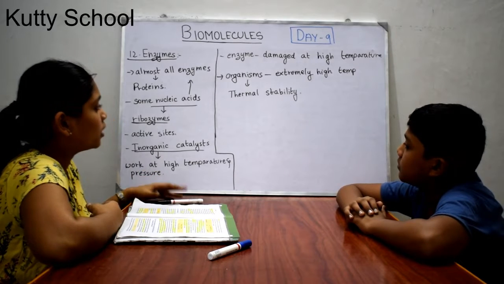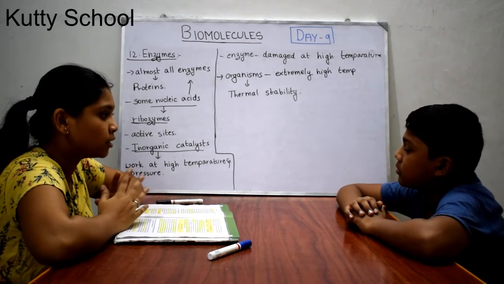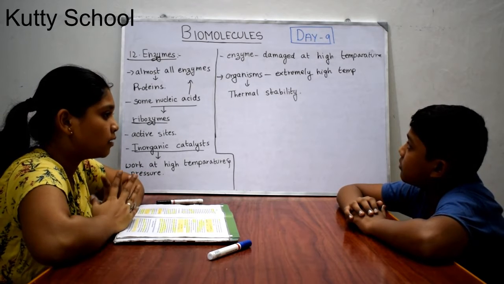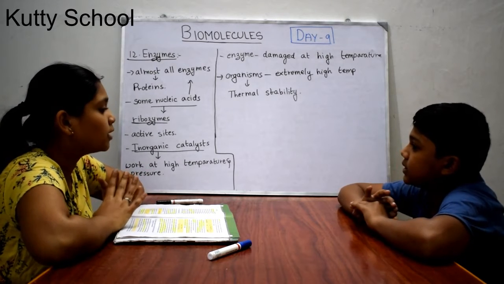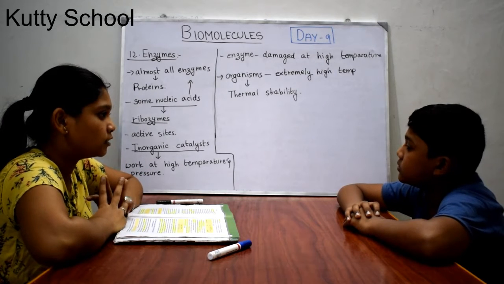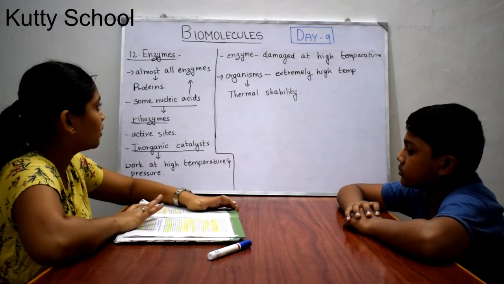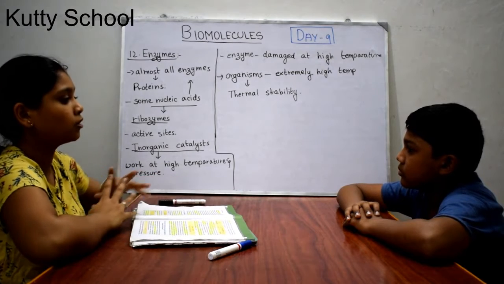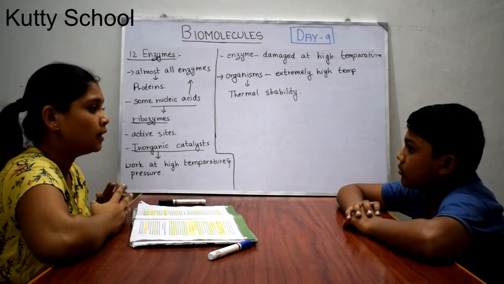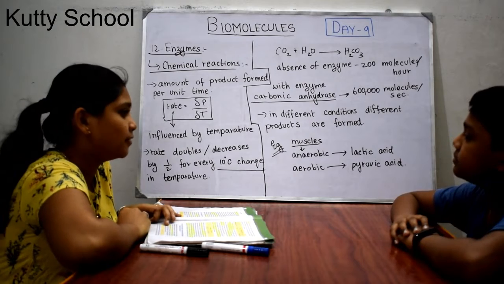But if you isolate enzymes from organisms living at extremely high temperatures, they have thermal stability, so they can work at a little higher temperature. Normally, though, all enzymes are denatured at very high temperature. So this is about enzymes. We will see in detail how they are structured and what the process is to form products. Now we are going to see chemical reactions under enzymes.